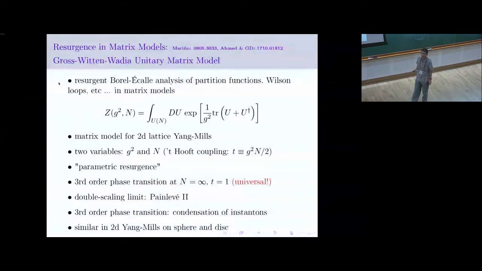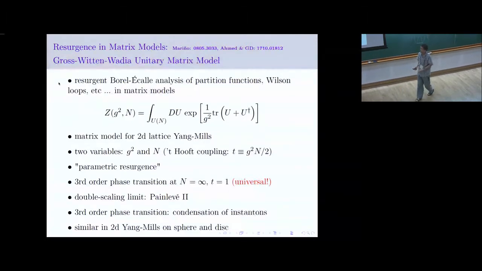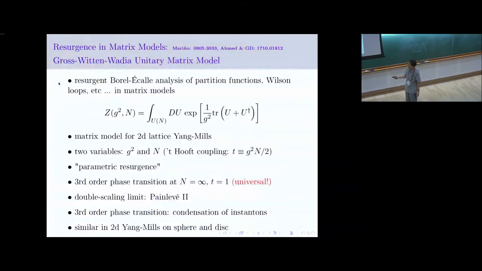And what's very interesting about this model is it has a third order phase transition at t equals 1, when the 't Hooft coupling is 1. So that's also similar to the example here, that there's some phase transition happening at the top of the barrier here. And there's an interesting well-known double scaling limit that's governed by one of these nonlinear equations, the Painlevé equation number 2, which is the one I described in the first lecture. And we'll see how that comes in.